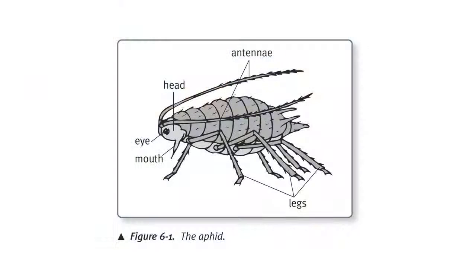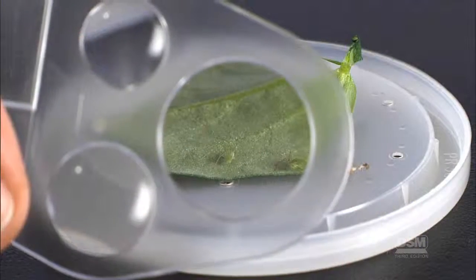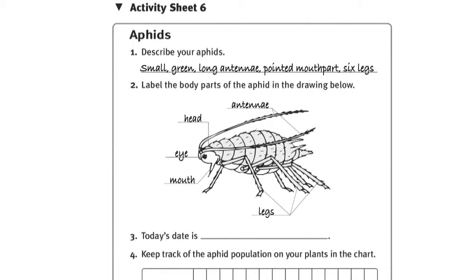Show the aphid graphic and point out the legs, head, eyes, antenna, and needle-like mouth of the aphid. Have students look for these body parts on a live aphid and label the illustration on their activity sheets.